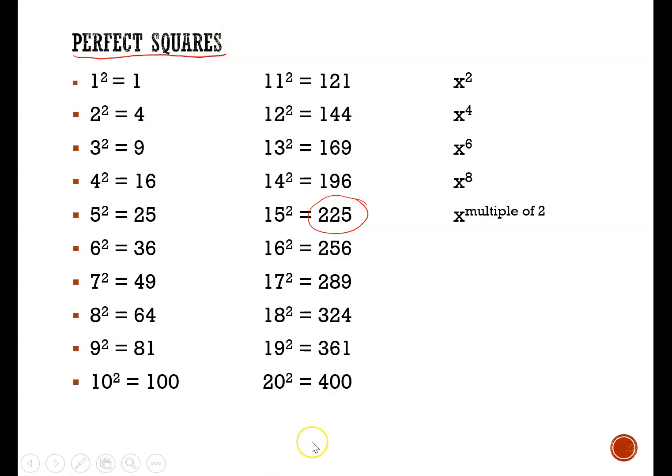If you're not finished writing, you can always look back at the PowerPoint, or of course you can use your calculator or work these out by hand if you need to.